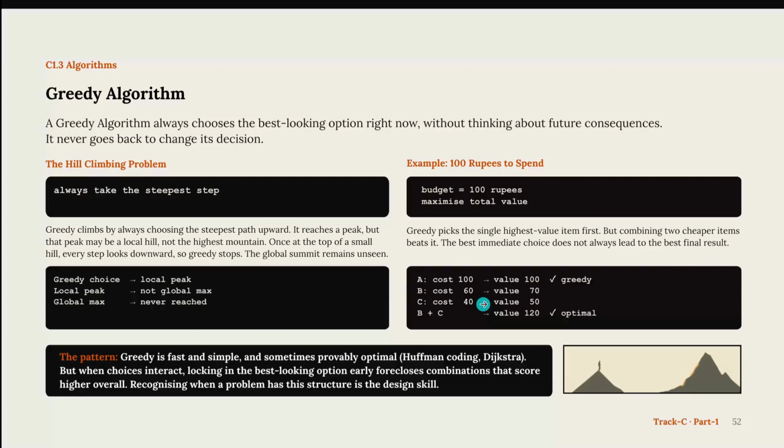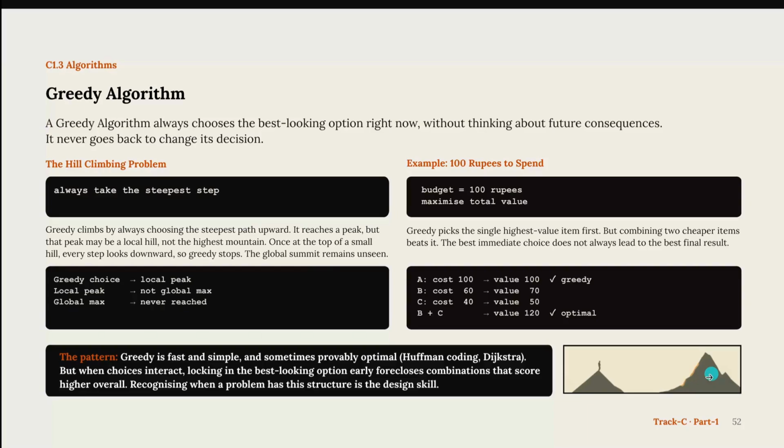Greedy is fast and simple and sometimes provably optimal. It works in many of the cases, but when choices interact, locking in the best looking option early forecloses combinations that score higher overall. It never gives us an option to go to the overall highest score. Recognizing when a problem has this structure is a design skill. We need to identify when we are actually doing this so that we avoid it.